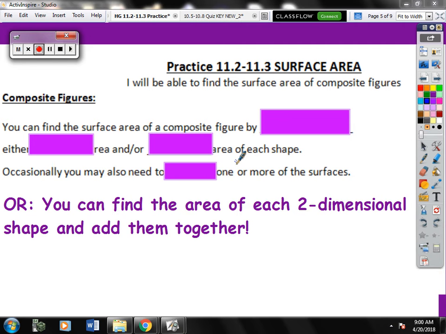All right, so composite figures are when you take two or more shapes and you stick them together. Okay, we've done this with two-dimensional shapes, but now we're going to have 3D solids. When we get to volume, volume would be very easy of a composite shape. You find the volume of the one shape, volume of the other, and you just add them together. That's really easy.